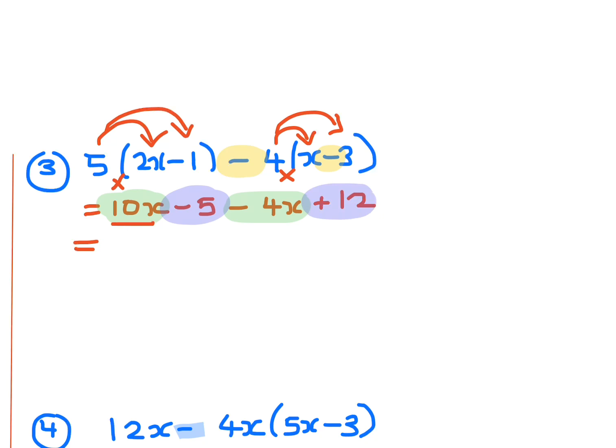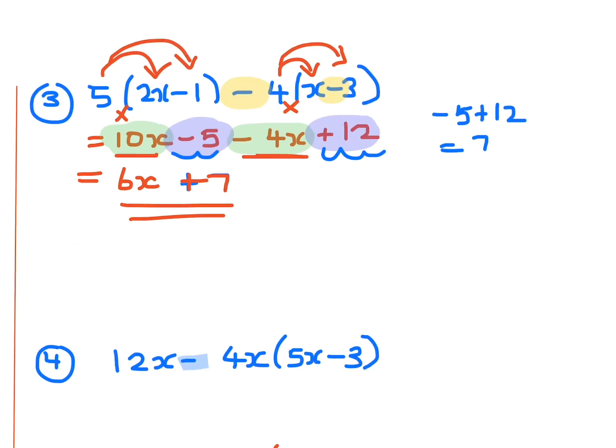Okay, so 10x minus 4x, make sure you get the sign in front, gives you 6x. And then when you're doing the minus 5 plus 12, it means you're going down 5, up 12. You end up with positive 7 as your answer, so plus 7.